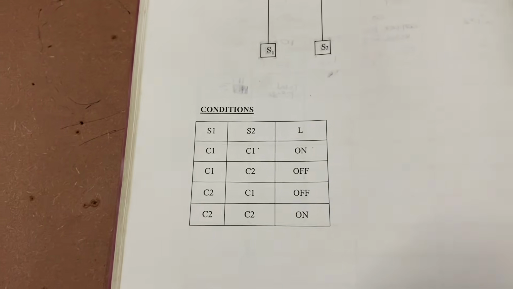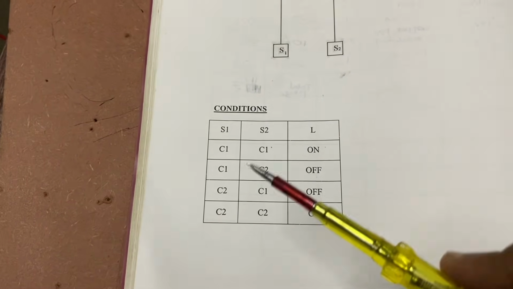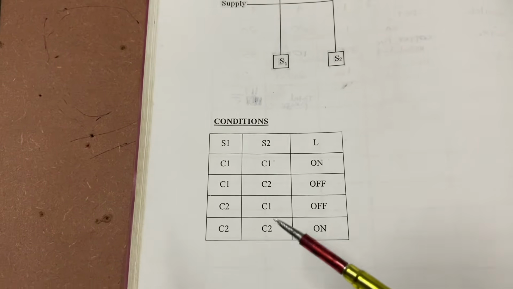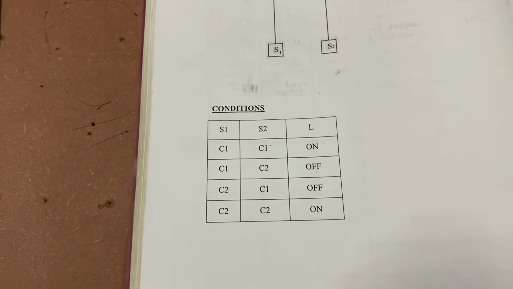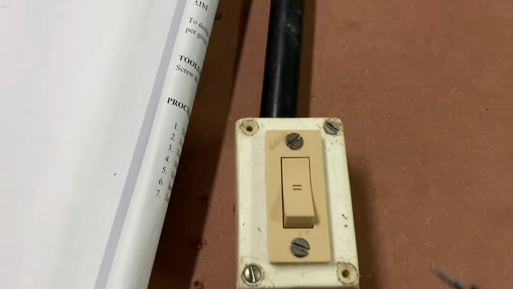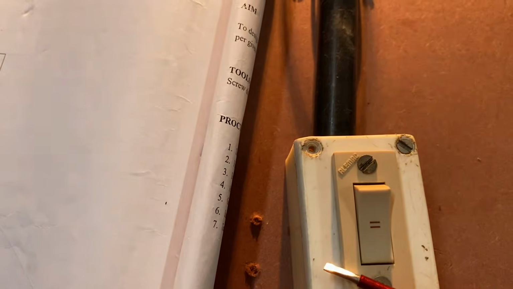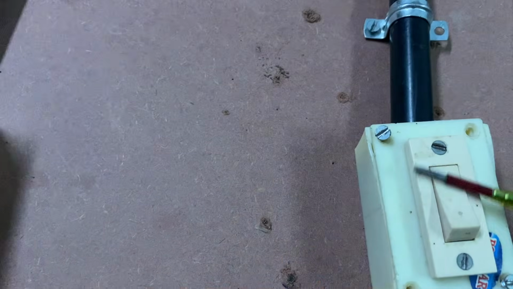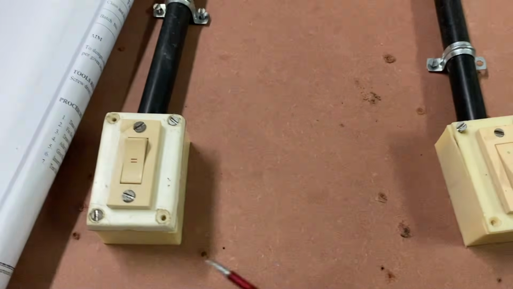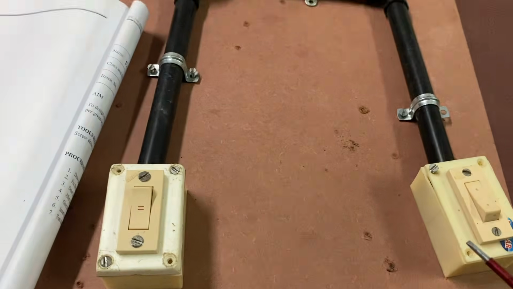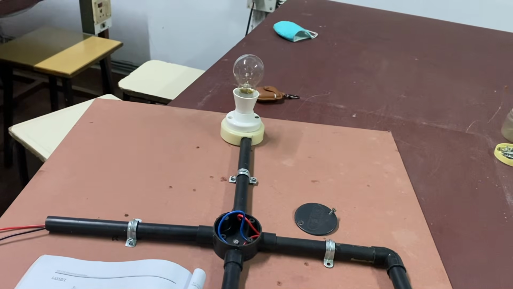That is satisfied. Now we'll go for the third condition, that is, switch S1 should be in position C2 and switch S2 should be in position C1, then the lamp should be turned off. So switch S1 is in position C2 and switch S2 is in position C1. So this is C2 and C1, and the lamp is turned off.